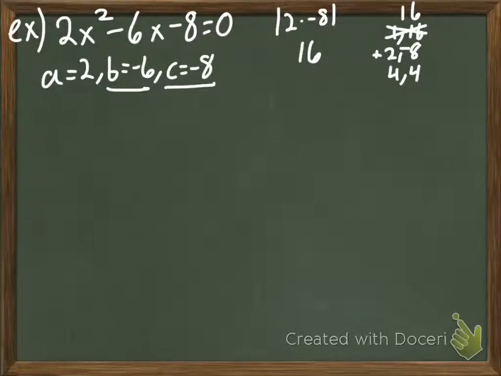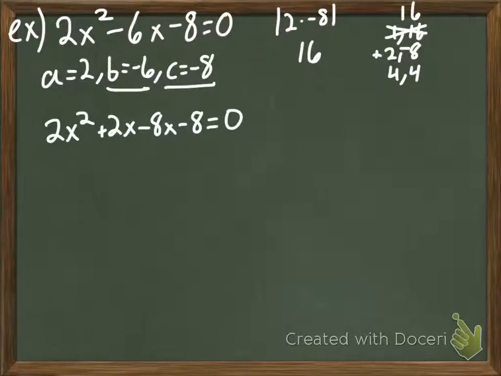But instead of putting it in parentheses like this, what we are going to do is we're going to write it out in this format. We're going to take our ax squared, so our 2x squared, and then we're going to just plug in whatever our p and q is. So our first one is a plus 2x, then we have a minus 8x minus 8, and it's still equal to 0. So we create this.